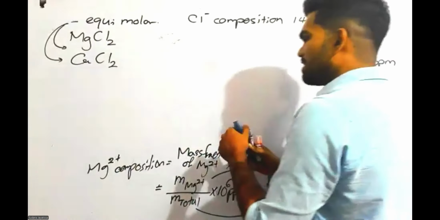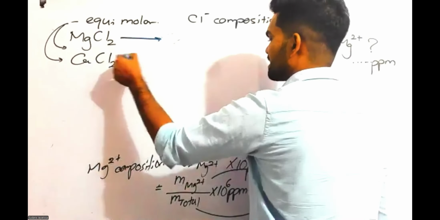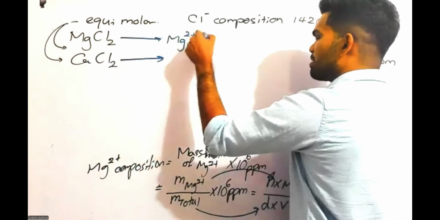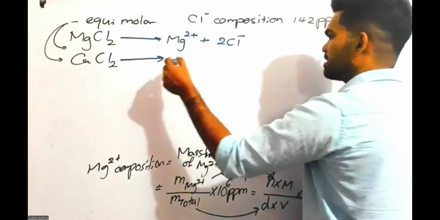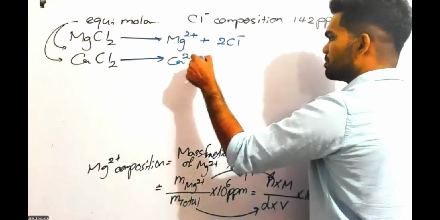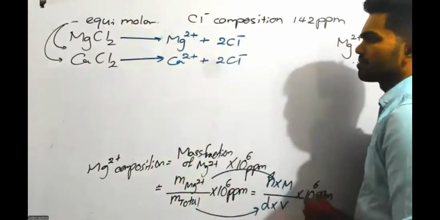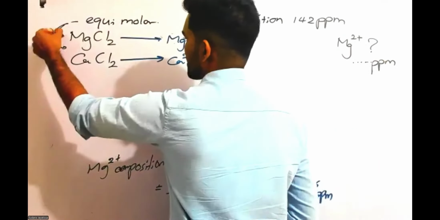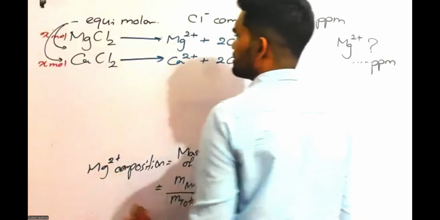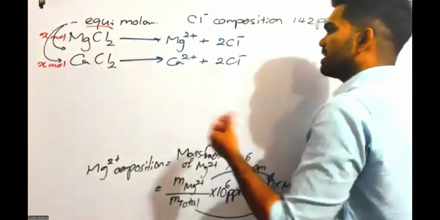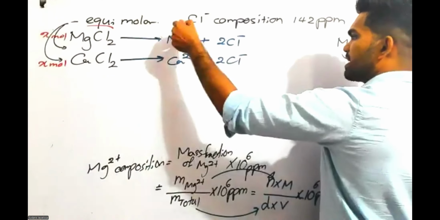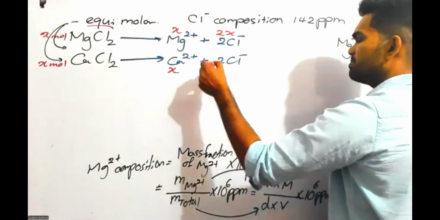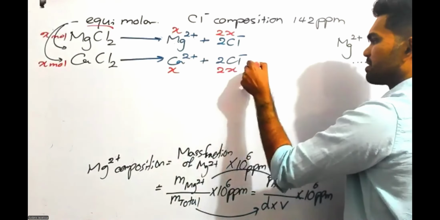Anyway, this MgCl2 and CaCl2 both ionize or dissociate to give you magnesium 2 plus and 2 Cl minus, and this one gives you calcium 2 plus and 2 Cl minus. Understand? So if there are X moles of this compound, there will be X moles of the other compound also, because it is equimolar, right? And then you will have X moles of magnesium and 2X moles of chloride. And here X moles of calcium and 2X moles of Cl minus.